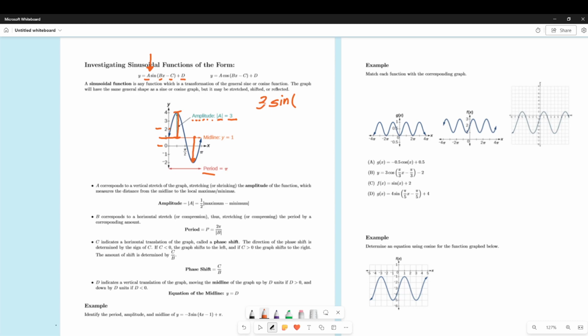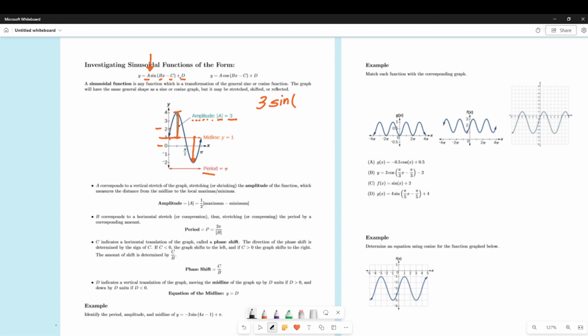If the a value in our function, our coefficient, had been negative, our amplitude would still be 3. It would just, instead of starting off going upward, start off going downward instead. So it just causes that vertical reflection, again, that you should be used to from your function translations.